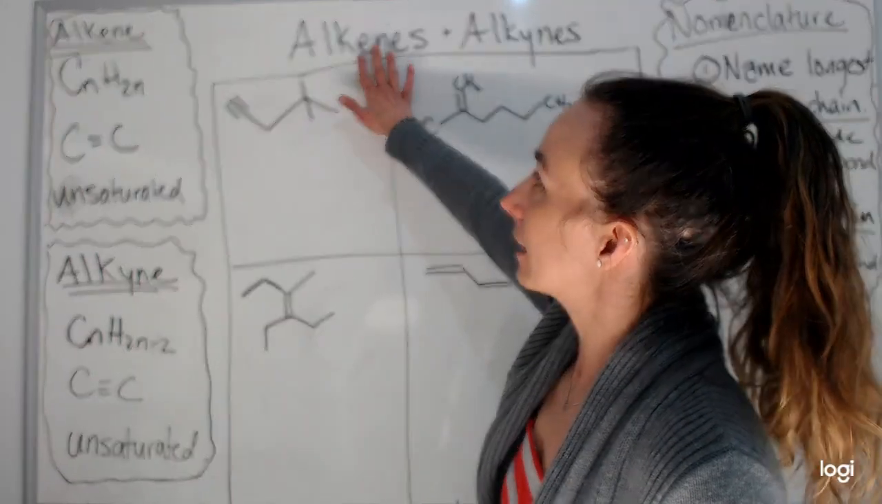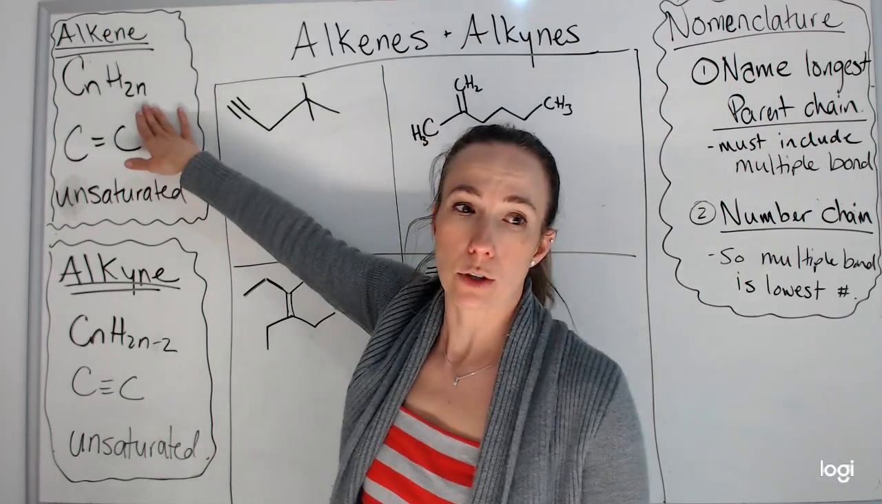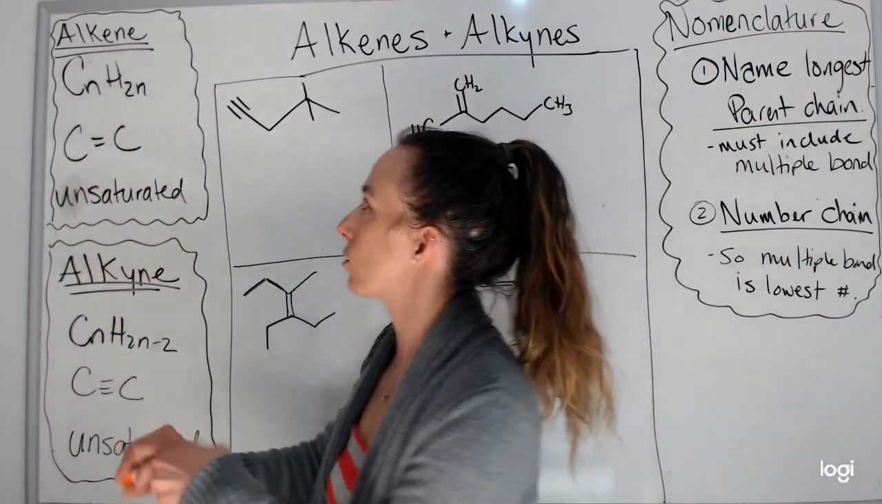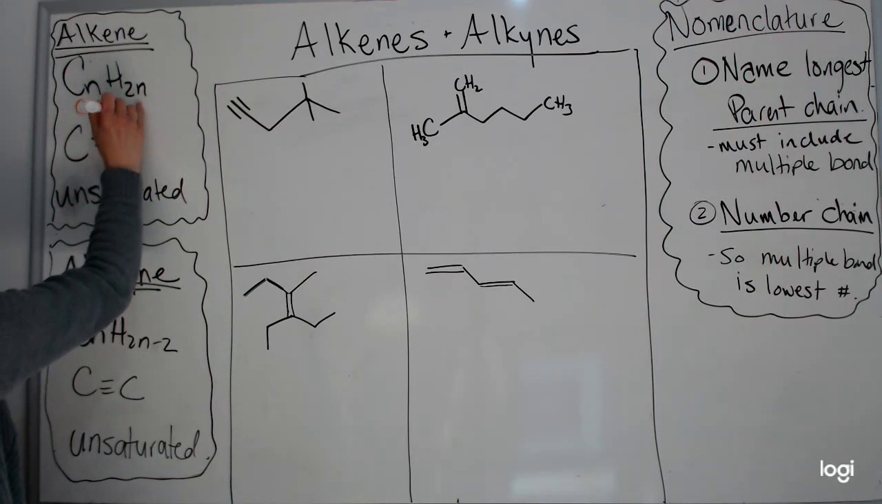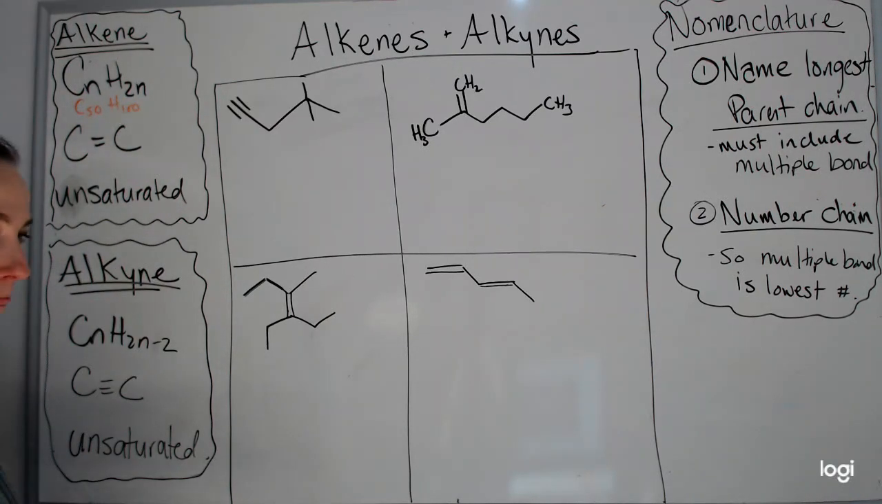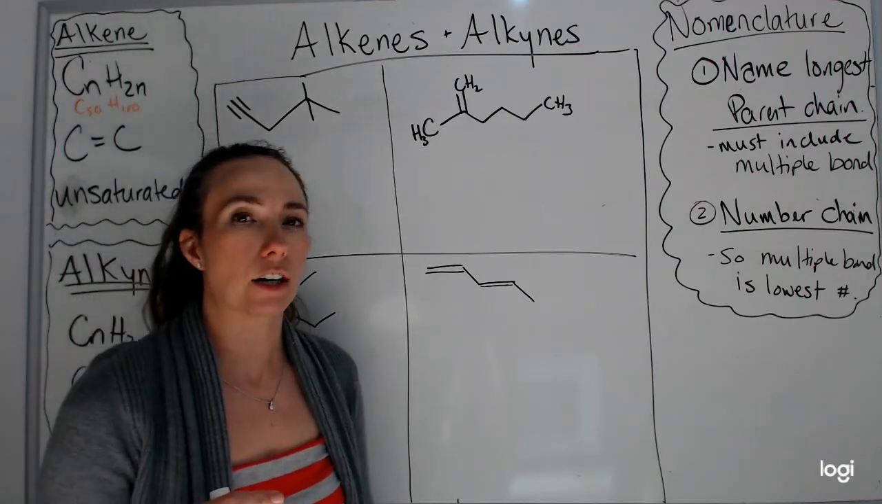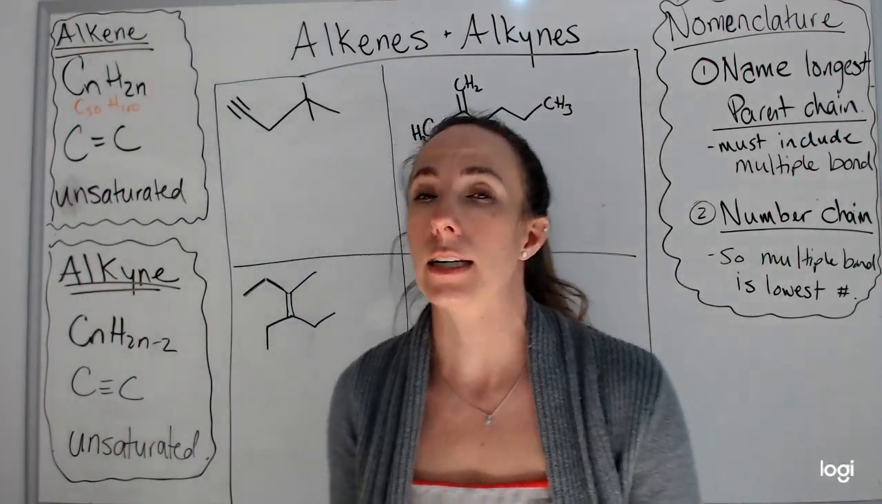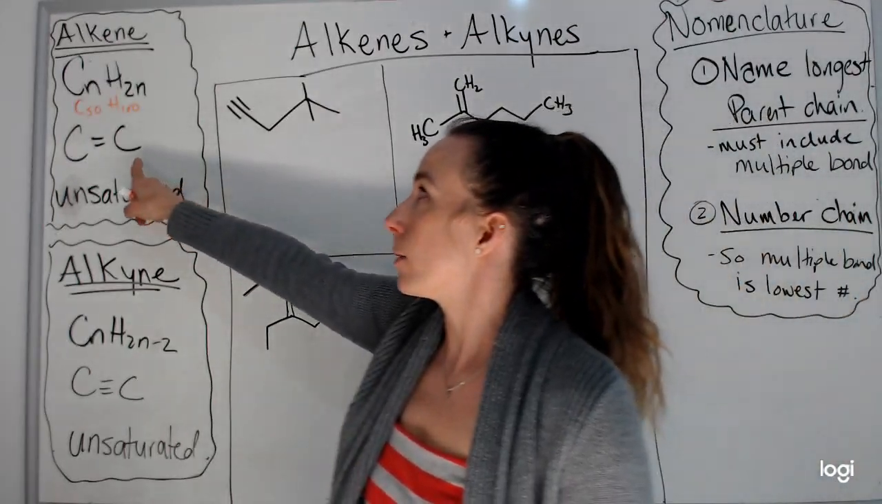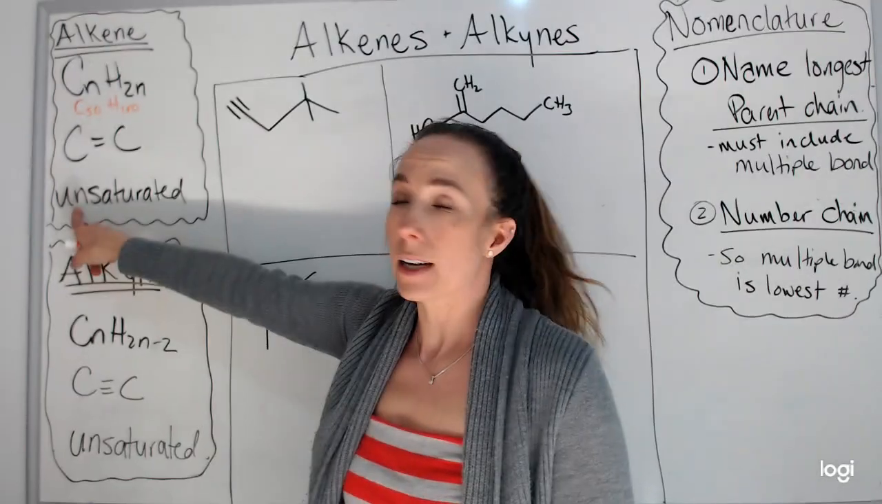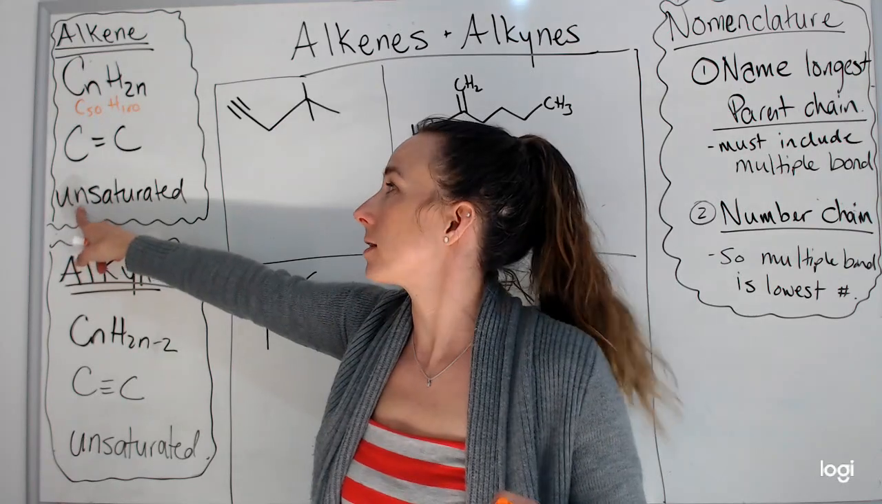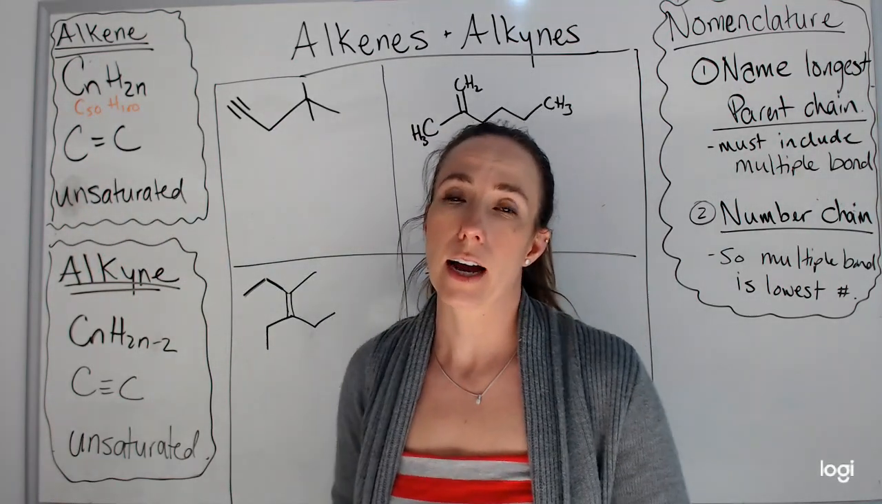So if it's an alkene, it'll have the general rule CnH2n. So for example, C50H100. And as soon as I see that it follows that general rule, I know it has a double bond in there. So one double bond indicates an ene, an alkene. And because I have a multiple bond, this is considered to be an unsaturated hydrocarbon.